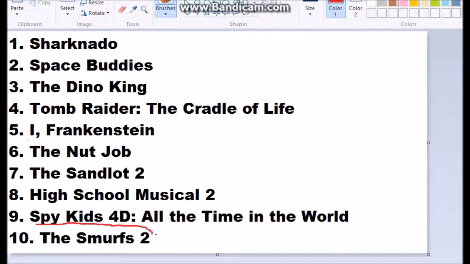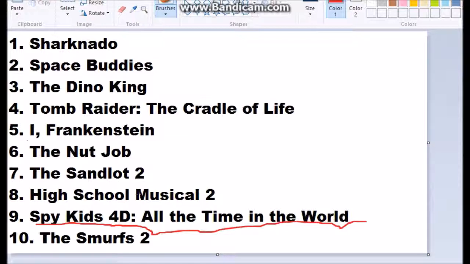Spy Kids 4D, All the Time in the World. I actually liked the Spy Kids movies growing up. I was thinking about going back to the first Spy Kids movie, because it's always fun to go back to something you thought you loved as a kid, but then you watch it when you're an adult, and it's that sucks. I don't know, I haven't watched the Spy Kids films in a while, but I hope they're still good. I really hope they're still good. You know, I'll probably rewatch them maybe eventually.